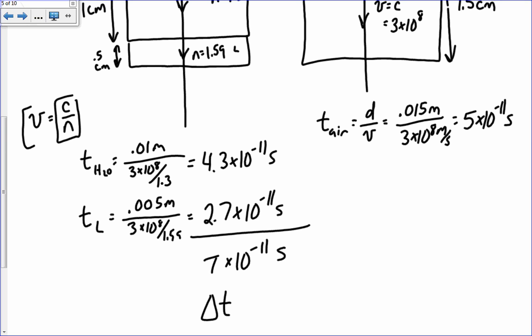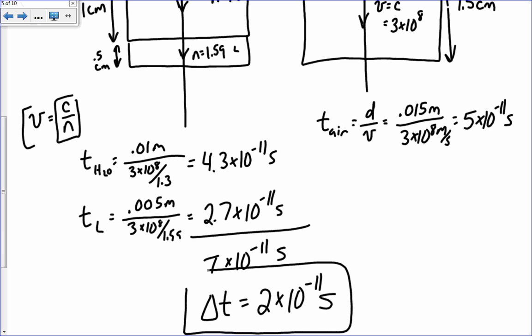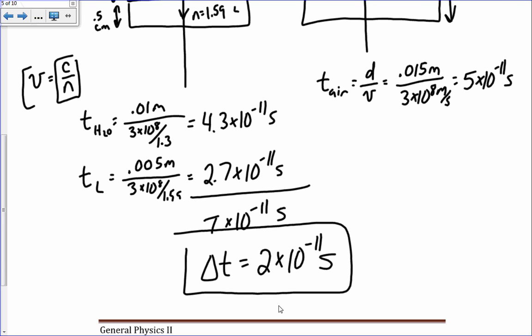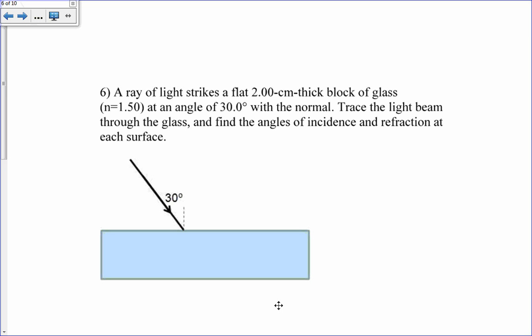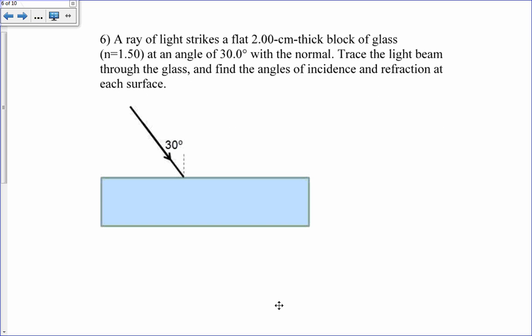So the difference in these two times, 7 minus 5 times 10 to the minus 11, is 2. It requires that much more additional time to travel through the lucite and water layers than it does just in air. This is a very small time, so it's actually a pretty effective timing device for getting very small measurements of time differences.